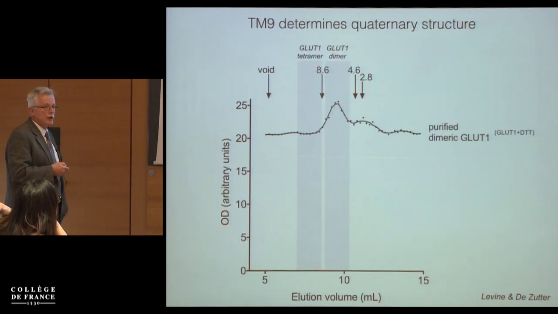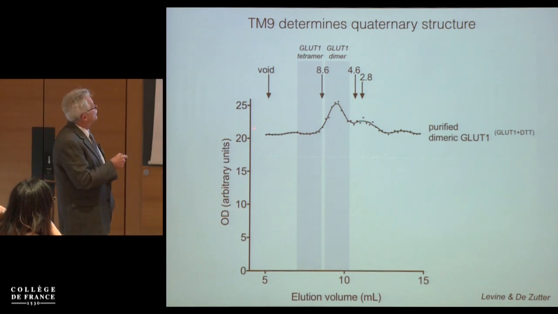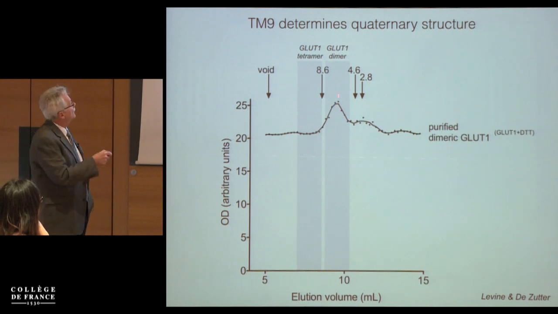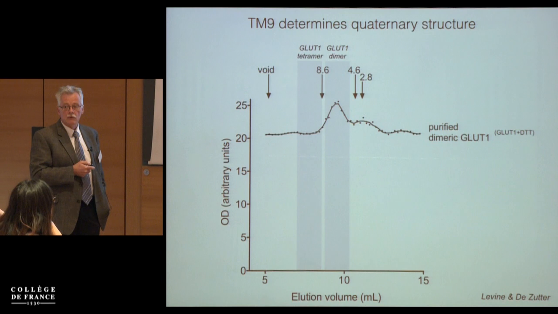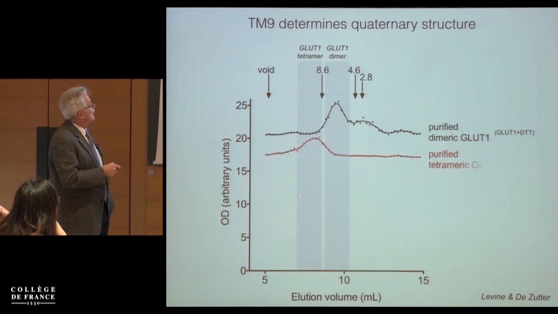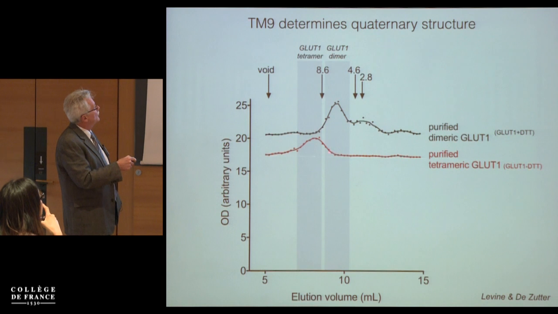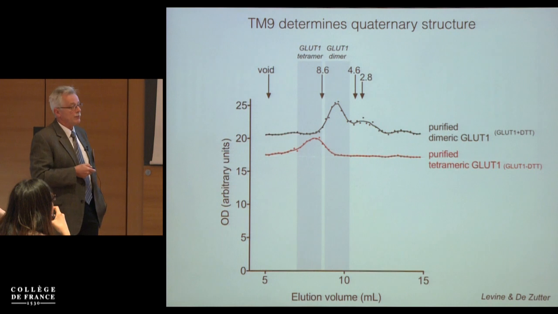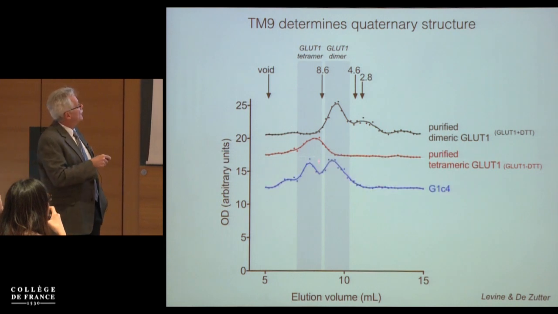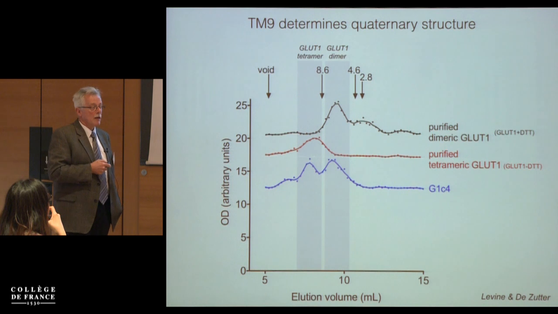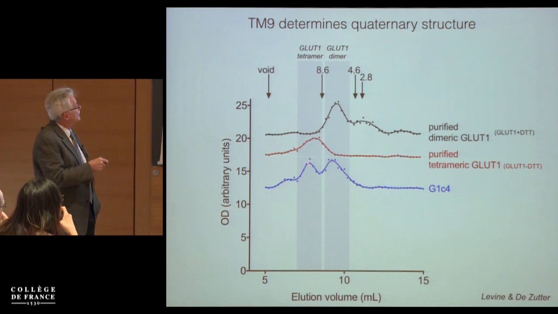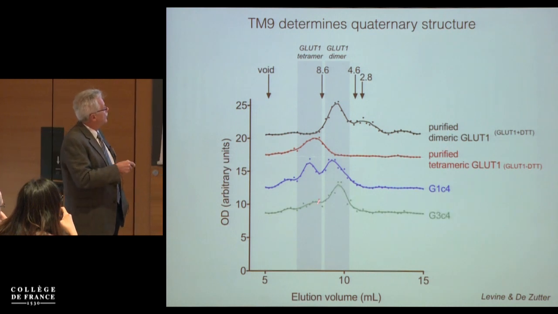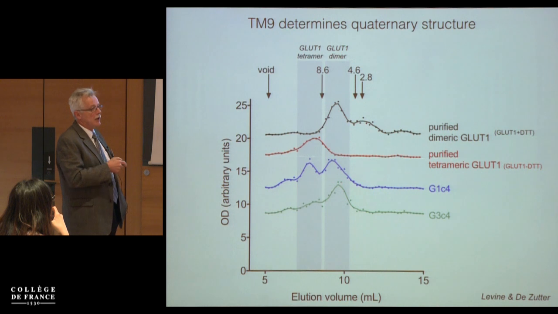Here are some non-denaturing chromatography studies. This is purified dimeric GLUT1, purified in the presence of reductant. And you see most of the protein runs on size exclusion chromatography as a dimer, whereas if we purify GLUT1 from human blood cells in the absence of reductant, most of it resolves as a tetramer. This is GLUT1 isolated from HEK cells, and you can see there's a mixture of tetramer and dimer. But if we take GLUT3 expressed in these cells, it's mostly dimeric.